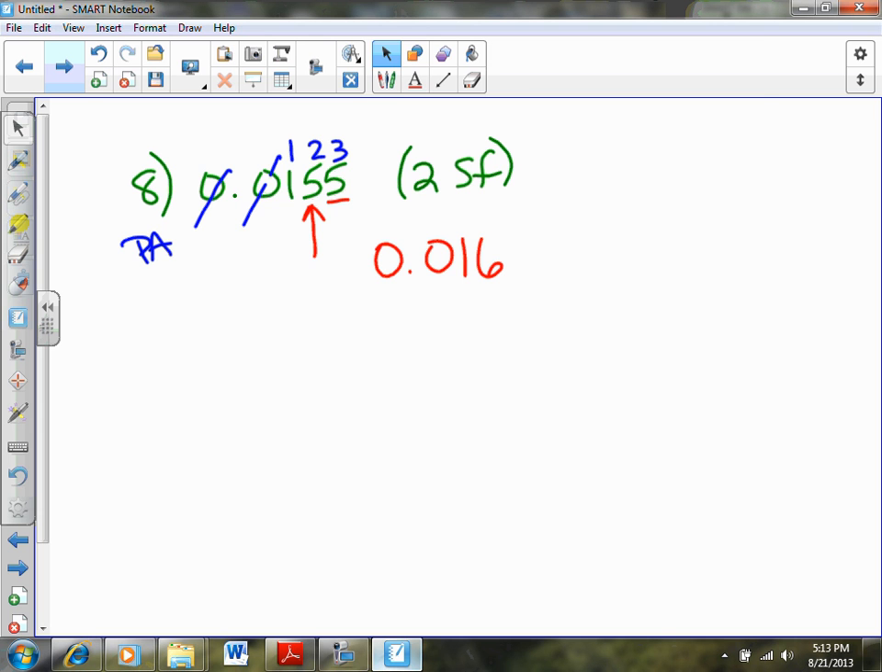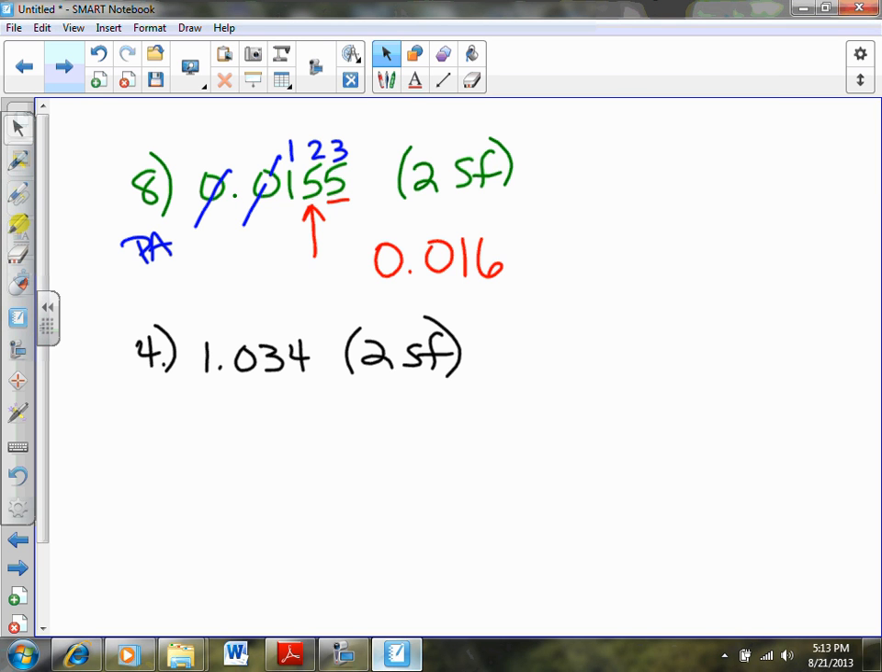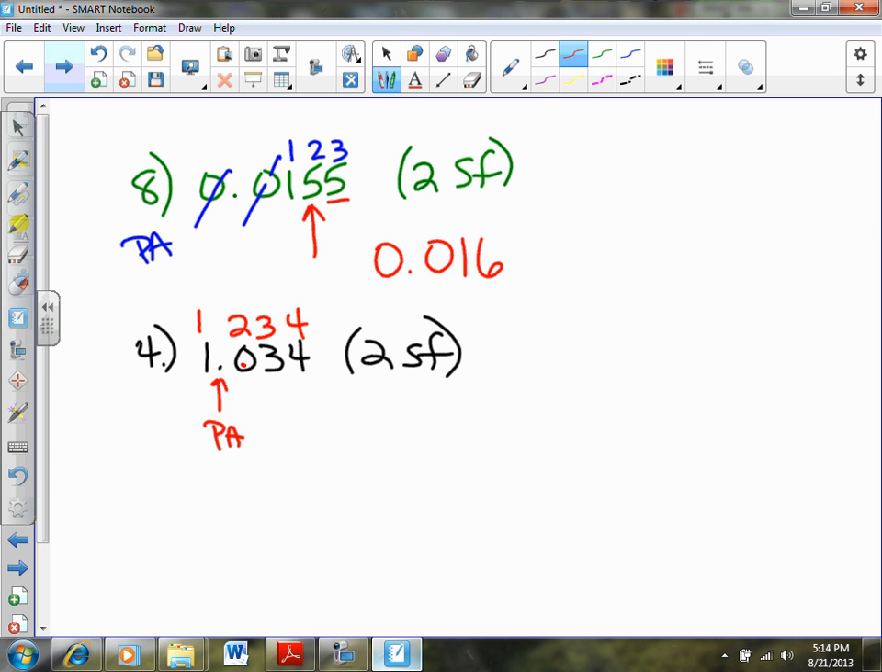Let's work one more. Let's do number 4. The number is 1.034, and I want to round that to 2 sig figs. Once again, I must determine how many sig figs are in this number. This 0 right here is what we call the captured 0. But let's use our Atlantic Pacific rule again. The decimal point is present, so we're going to start with the Pacific side and count our significant figures. 1, 2, 3, 4. This number has 4 sig figs.